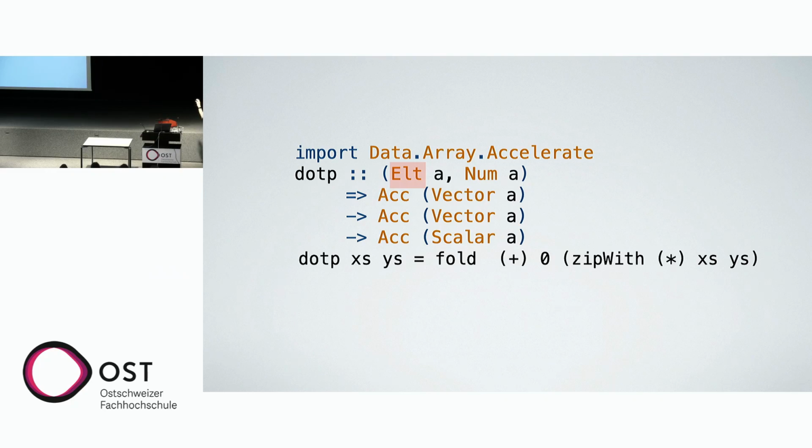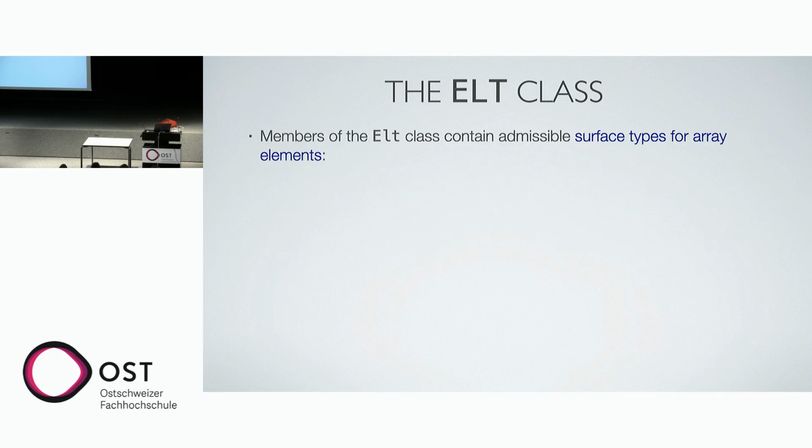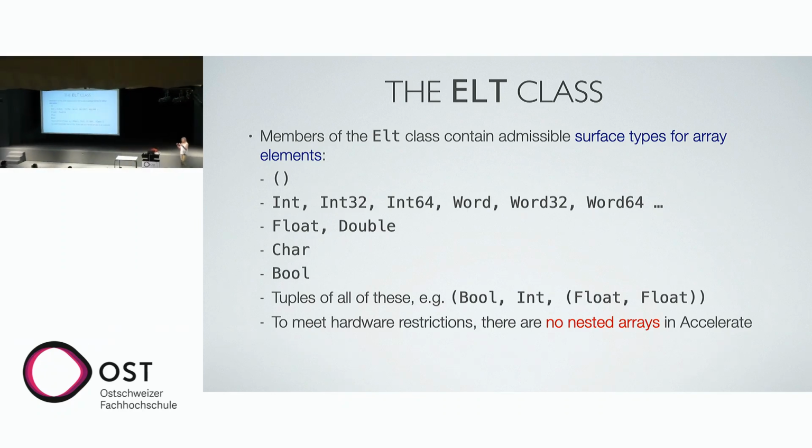For unboxed vectors, we had Unbox. Here we have Elt. That is just the type class of all the elements you can put in Accelerate arrays. What can we put in there? Well, what we would expect: the unit type, not exciting, but all the usual ones: integer types, float, double, character, bool. Then arbitrarily nested tuples of these types. Because we support regular data parallelism, we have multi-dimensional arrays, but not nested arrays. That means they are rectangular, so we don't have arrays which have as elements arrays of different sizes.